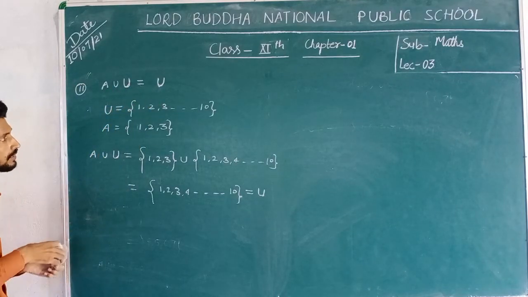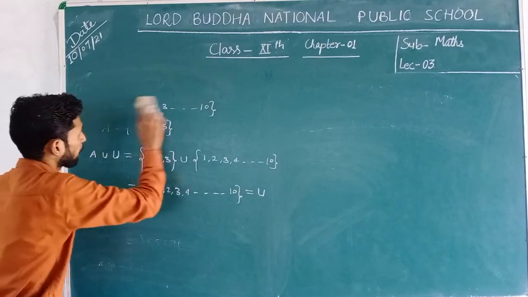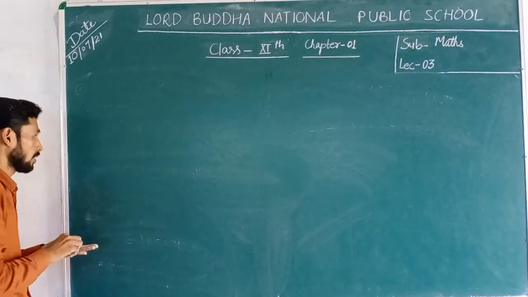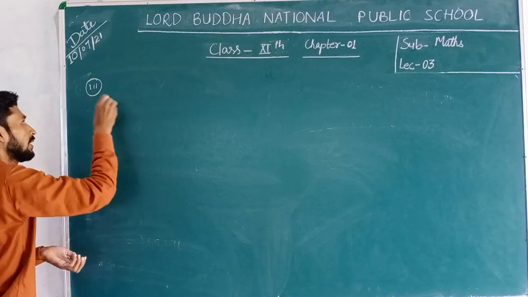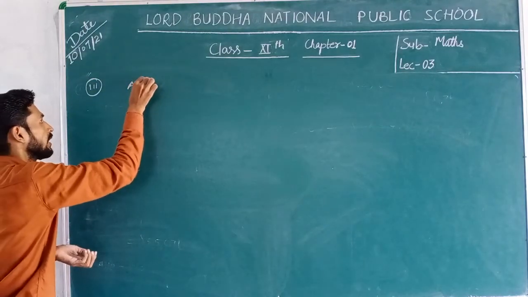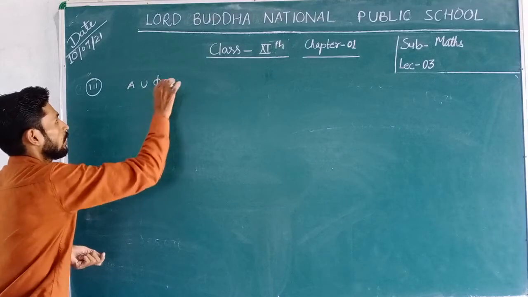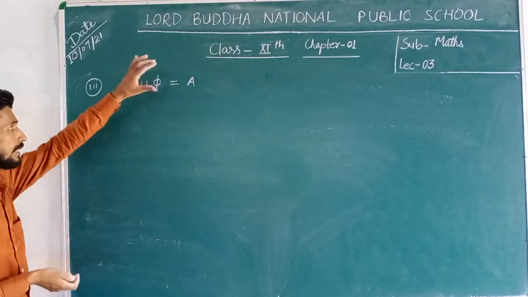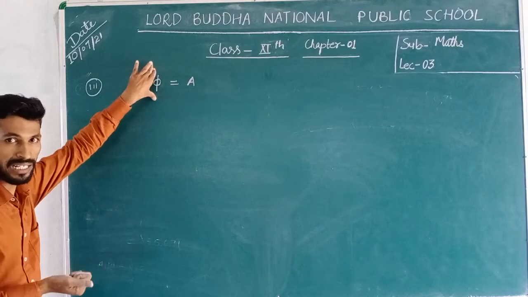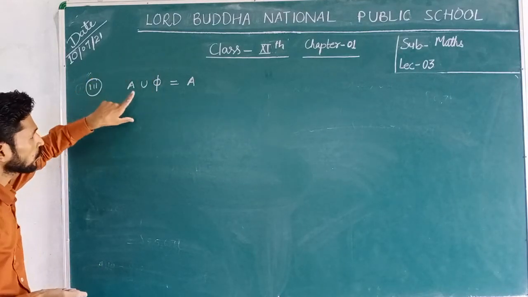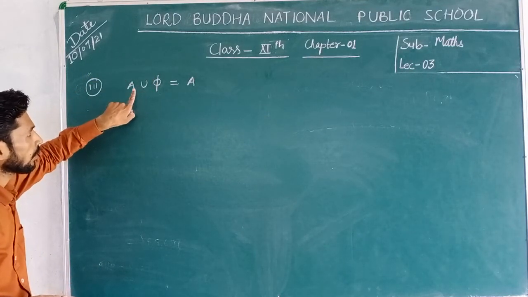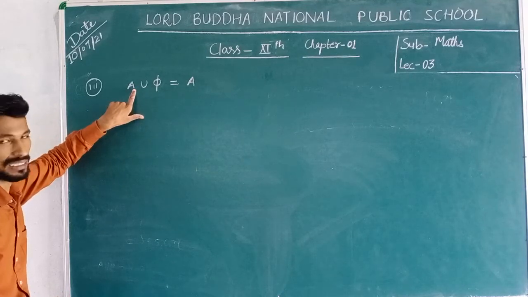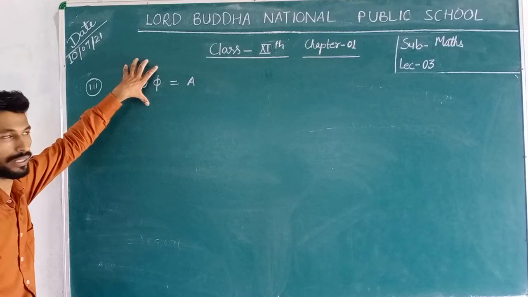ऐसा हम लोग राइट कर सकते हैं। The third property is property number three: A union phi equals A. Phi does not contain any element. So the set A will be the answer of that point.